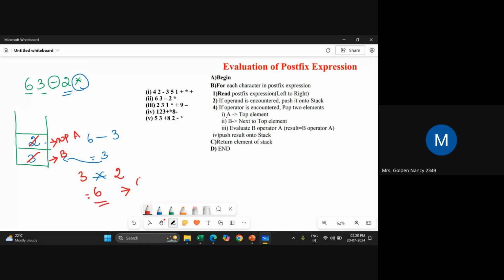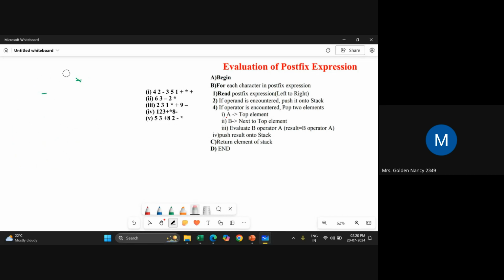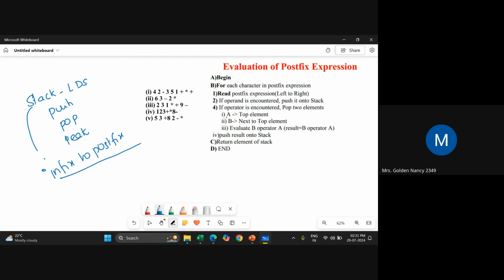So likewise, you have to evaluate the postfix expression. I hope by this you would have clearly understood the purpose of the application of stack. Initially, the stack is a linear data structure where you can do some operations like push, pop, peek. These are some operations of stack. From that we learned how to convert from infix to postfix expression. Why are we going for infix and postfix? It's an application of stack.